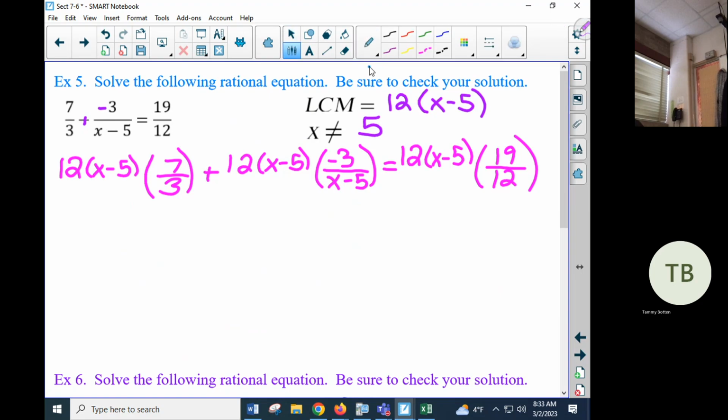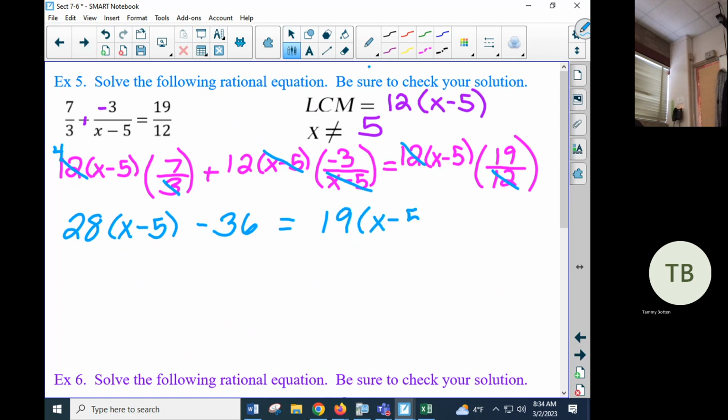Now I try to cross out what I can. So the only thing I can cross out here is 3 goes into 12 4 times. So I would multiply these two numbers. 4 times 7 is 28, and that is times x minus 5. Then here what crosses is my x minus 5s, and 12 times a negative 3 is a negative 36. So I could have written plus a negative 36 or just minus 36. And then here what happens is my 12s cancel, and I'm left with 19 times x minus 5.